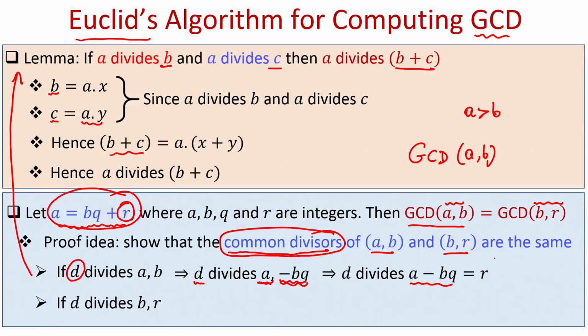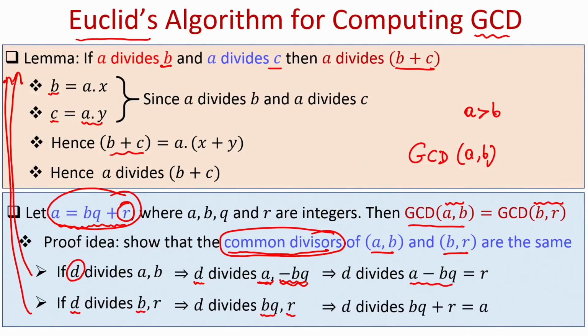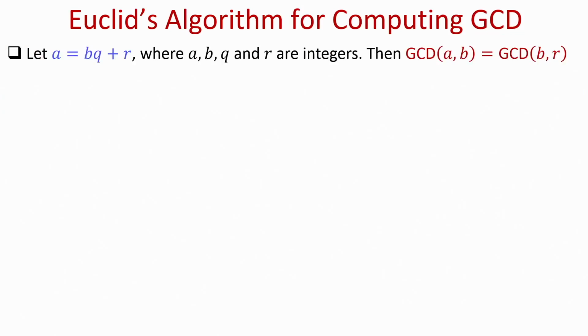On the other hand, assume that you have a common divisor D of B and R. We have to show that this common divisor D is also a common divisor of A and B. Again we use a similar idea: since D divides B, it will divide q times B as well, and as per our assumption D divides R. So, again applying the same lemma, D divides the addition of these two numbers, and the addition of these two numbers is nothing but A. So, that shows that every common divisor of A comma B is also a common divisor of B comma R, and hence the greatest common divisor of A comma B will be the same as the greatest common divisor of B comma R as well.